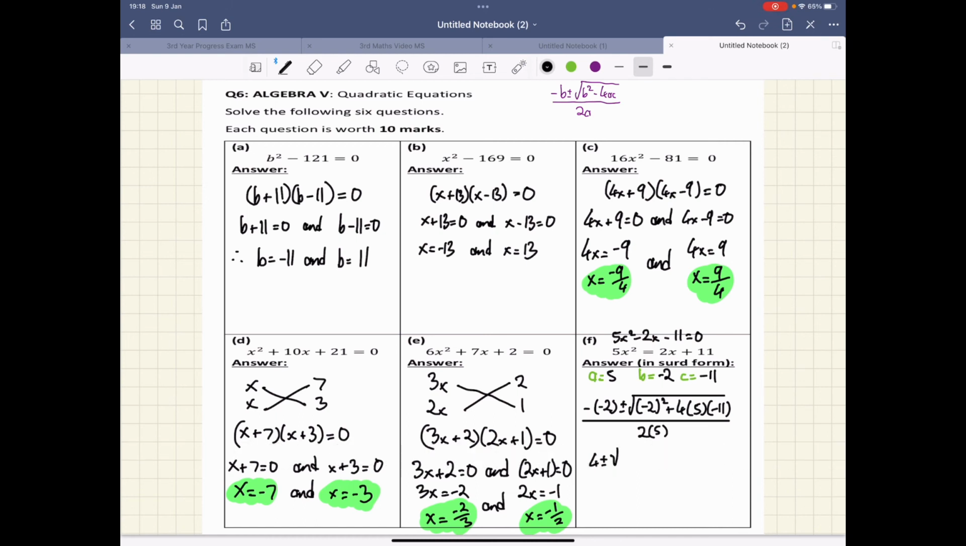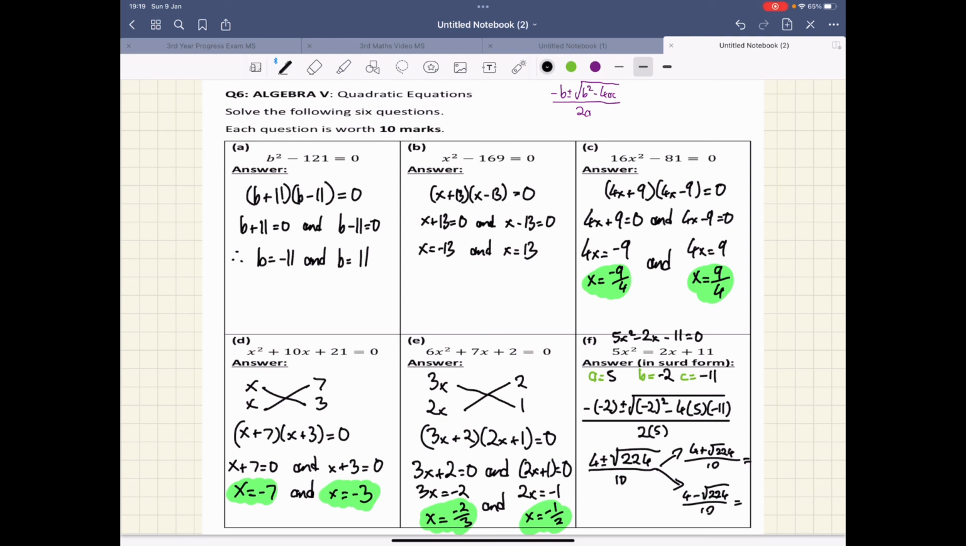Oh, sorry, lads, I've noticed I made a small error there. So this should actually be a negative. All right, so negative 4, which is going to give me 220. So 4 plus 220 is 224 here. Okay, all over 2 times 5, which is 10. So I'm going to split this into 4 plus the square root of 224 over 10, 4 minus the square root of 224 over 10.